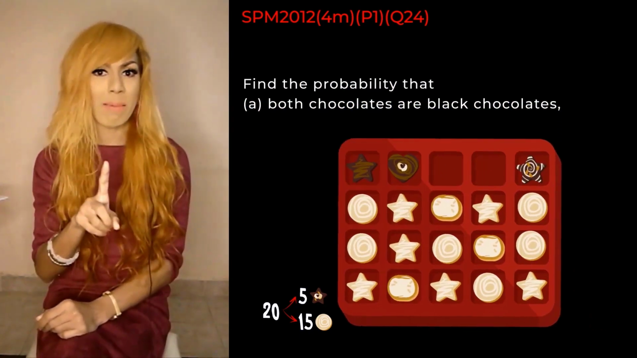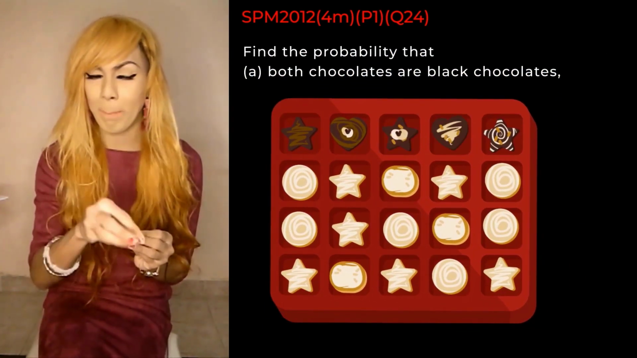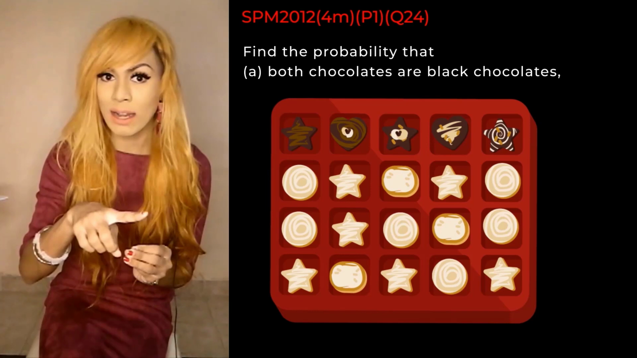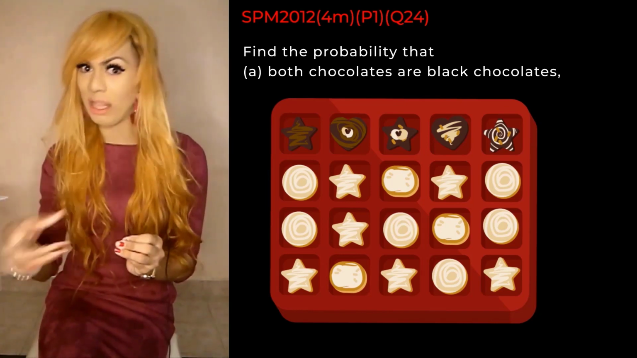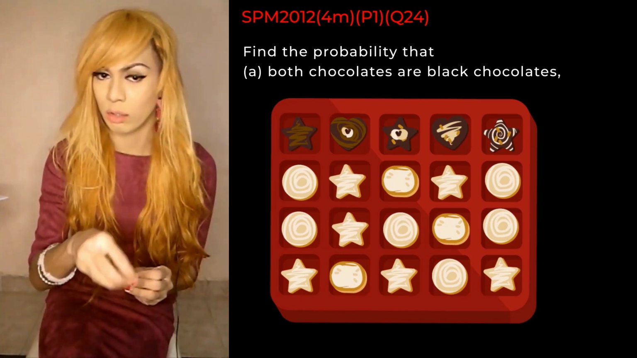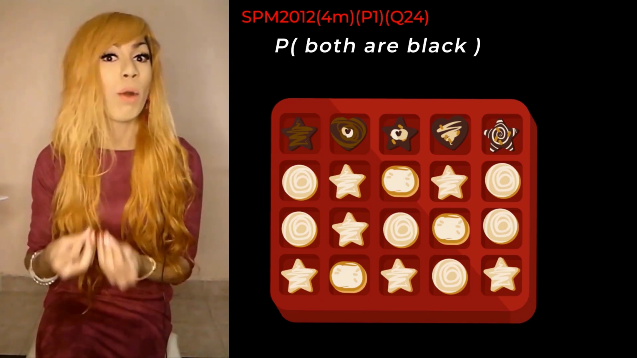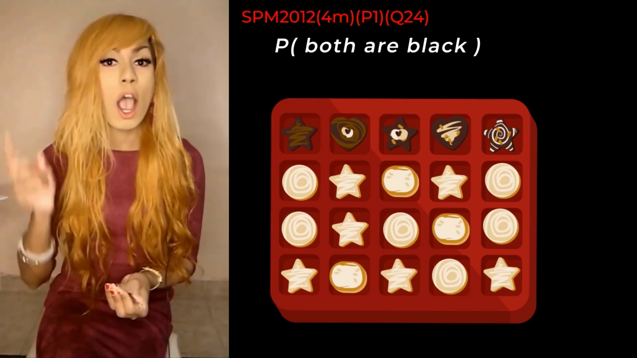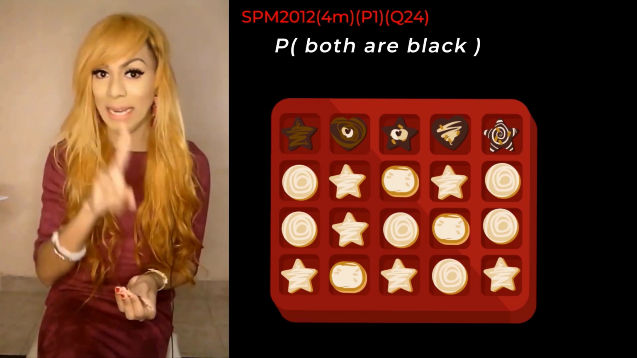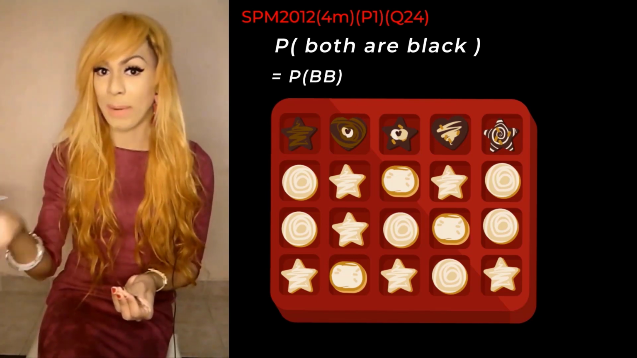Okay, so you have to remember, we pick the chocolate one after the other. We didn't return it back. So that is very important. So we would write this as the probability of getting both black, P in the bracket BB.